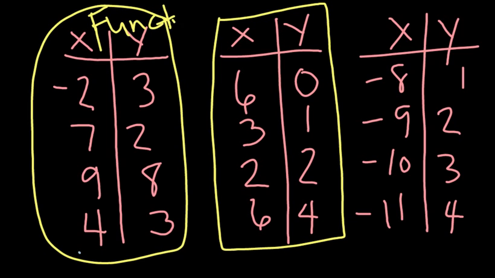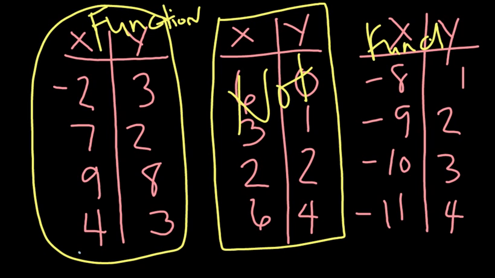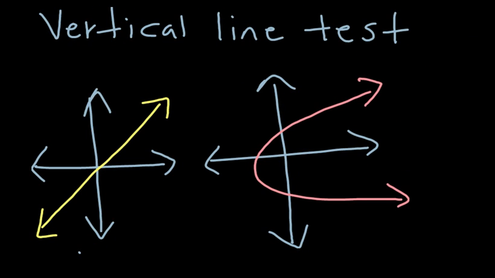That's a function. This is not a function, and this one is a function. Okay? Now, here's the second way to tell if something is a function. It's called the vertical line test. This is super important and super easy. The vertical line test. You only use this when you have a graph.